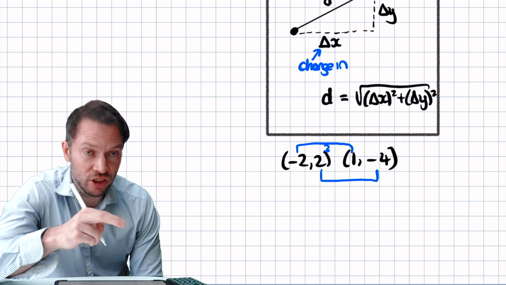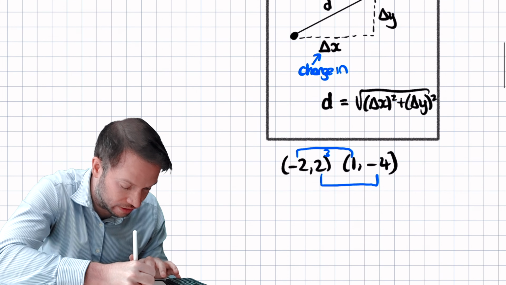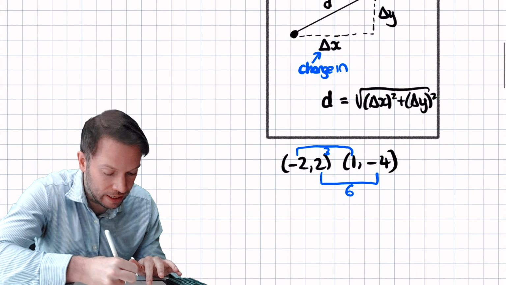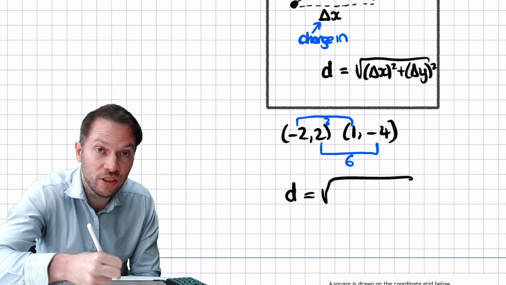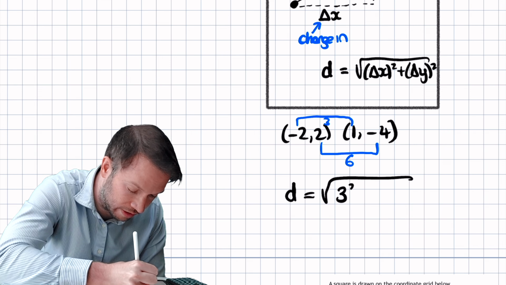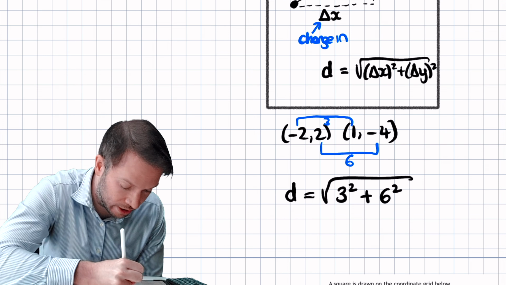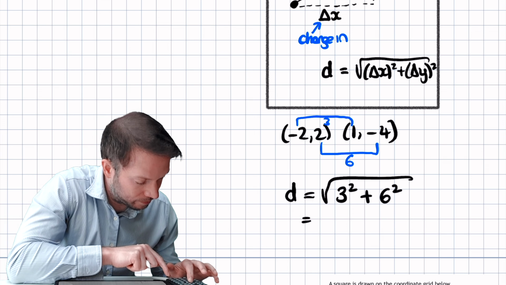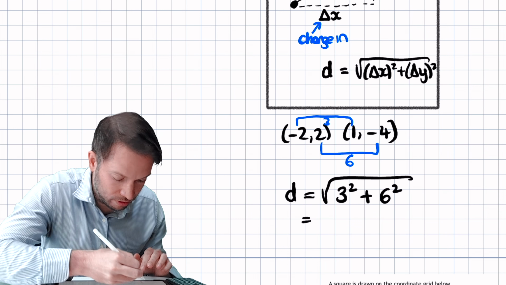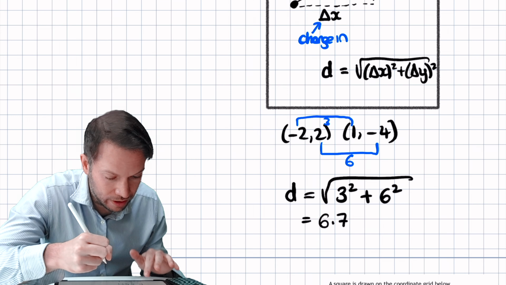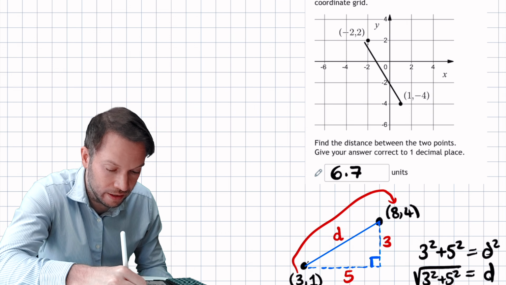But to be honest, when you do the change in, because you're going to be squaring it here, we don't care whether it's positive or negative. So this change is 6. And then we can just use our formula. The distance between those 2 points is the square root of the change in x squared, which is 3, so 3 squared, plus the change in y squared, so 6 squared, or -6 squared, but you're going to get the same value. And then just do that in your calculator, the square root of 3 squared plus 6 squared, and that is equal to 6.7. And how many decimal places? 1 decimal place, so it's just 6.7 units. And that is the final answer.